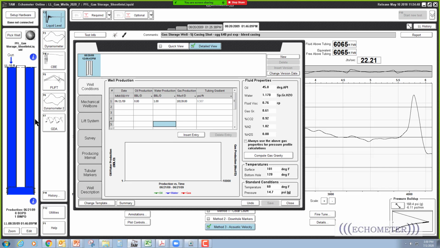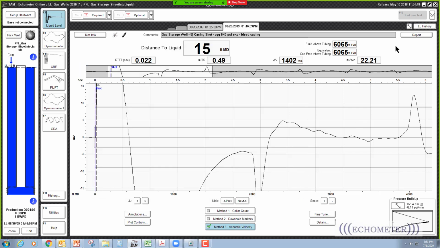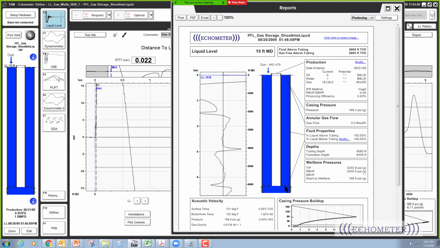But if the color here is gray, that means it's using the oil gravity, and that would have been an incorrect calculation. So whenever you see a color that doesn't match what you think, like blue's water, gray is oil, and in this case, this was all water. It's all KCl water, and so now when we go look at the report on this fluid level shot, it's going to have a very high pressure right here at the packer in the tubing, and it's going to say 3,240 psi.